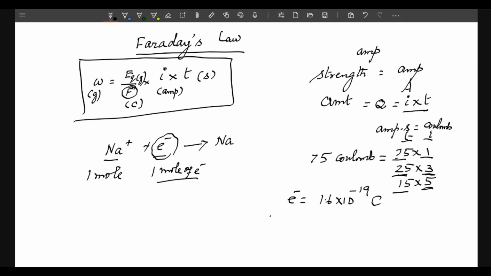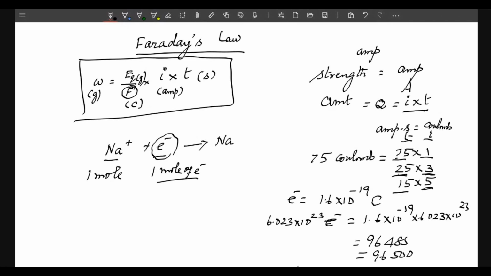For 1 mole of electron, it is 6.023 into 10 to the power of 23 electrons. How much electricity is passed? 1.6 into 10 power minus 19 into 6.023 into 10 to the power of 23. If you multiply this, you will get 96,485. For our calculation, we use it as 96,500 coulomb. Therefore, for the reduction of 1 mole of sodium ion, we are in need of 1 mole of electron, that is equivalent to 1 Faraday of electricity, that is equal to 96,500 coulombs of electricity required, that is equal to Q. So many coulombs would be required.